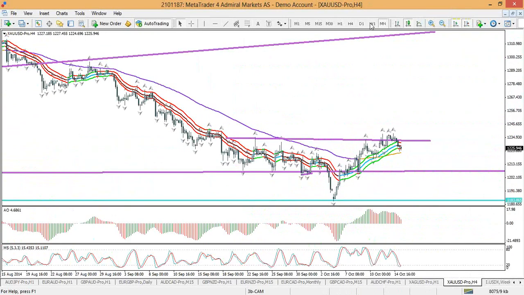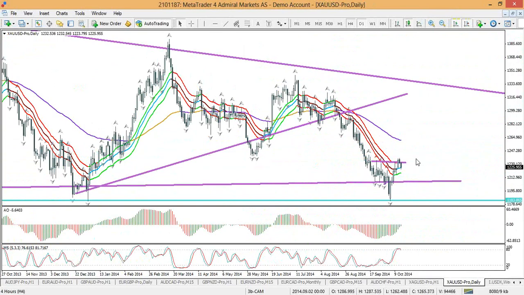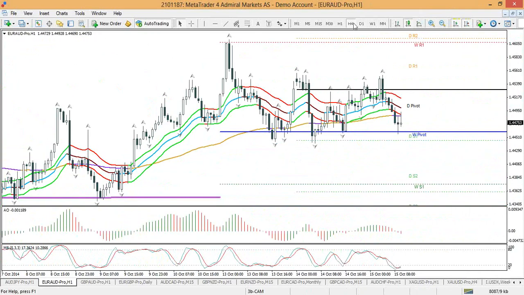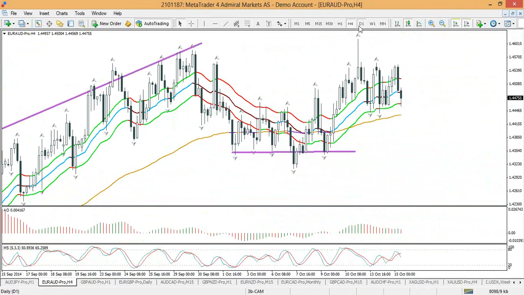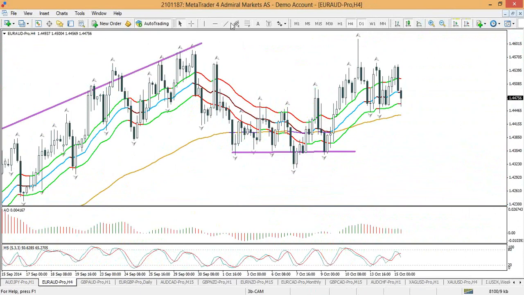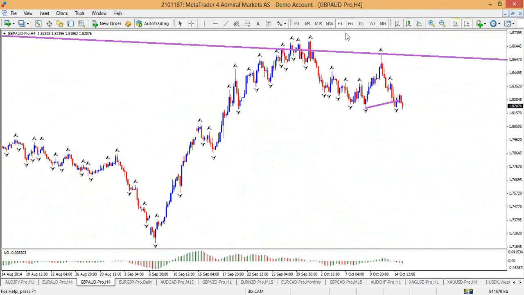Let's see, XAU USD, still nowhere. In fact, still fighting against this purple line. Very slow price action. Let's take a look at the Euro AUD and Pound AUD. It doesn't look that interesting at the moment. Kind of stuck in this zone. Using fibs in this particular area would not be that useful. Pound AUD is a little bit better because it's more bearish.